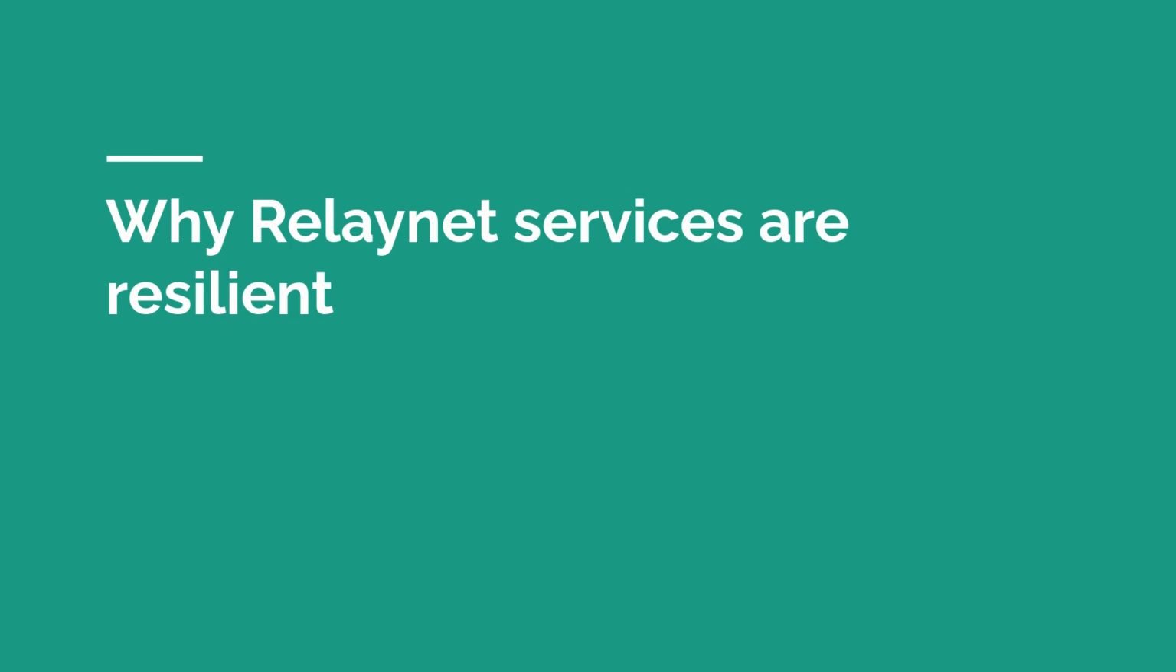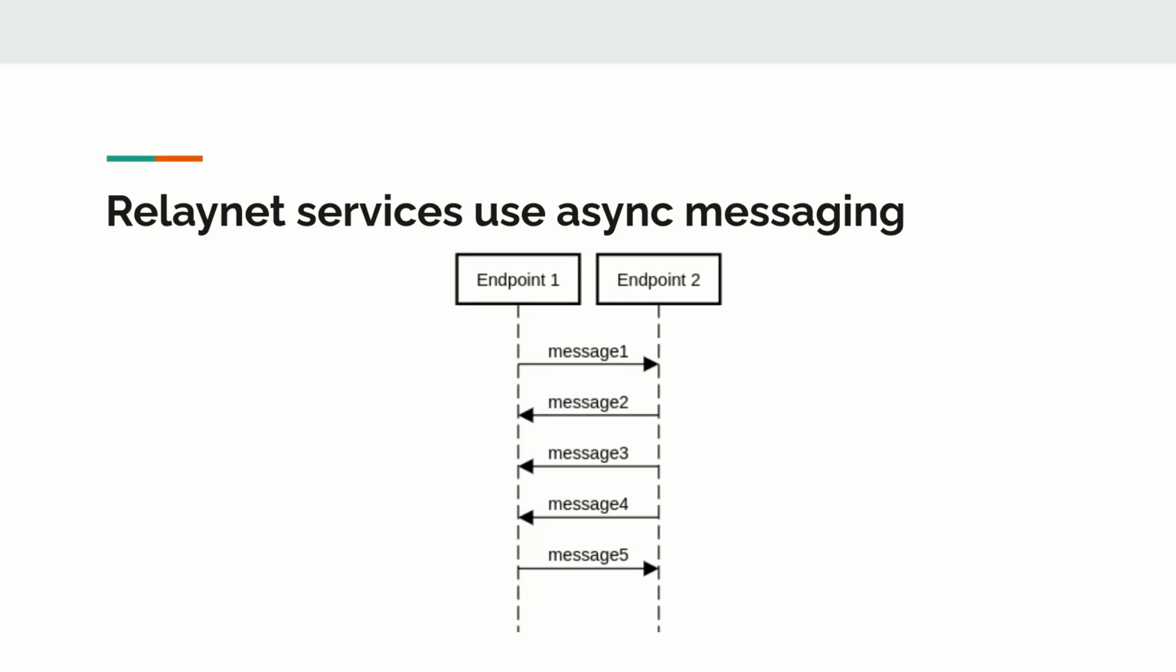Now, let's see how Relaynet changes that, how Relaynet makes all services resilient. The key difference is that Relaynet services will not be using RPCs. They will be using a different integration architecture, which we call asynchronous messaging. In asynchronous messaging, you don't have clients and servers, and you don't have requests and responses. Instead, you have endpoints. So there is no hierarchy here. They are both equal, and it's like a peer-to-peer model essentially, and any endpoint can send a message to any other endpoint, assuming that they have the right permissions to do so.